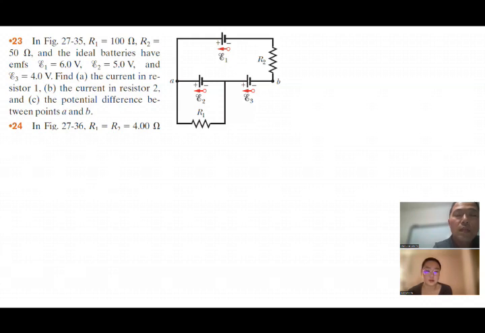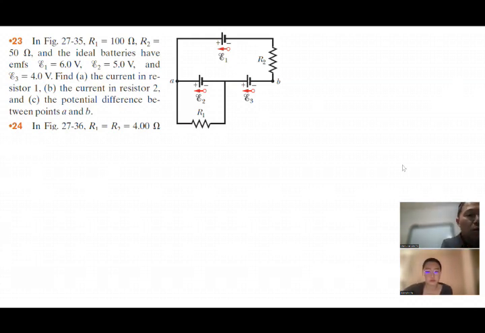So this is one of the example problems from your textbook too. This is a typical case of the DC circuit. You can maybe apply the junction rule and the loop rule too. So the circuit consists of three EMF batteries and two resistors. Also, there are two separate current loops, so you can apply the two separate loop rules.